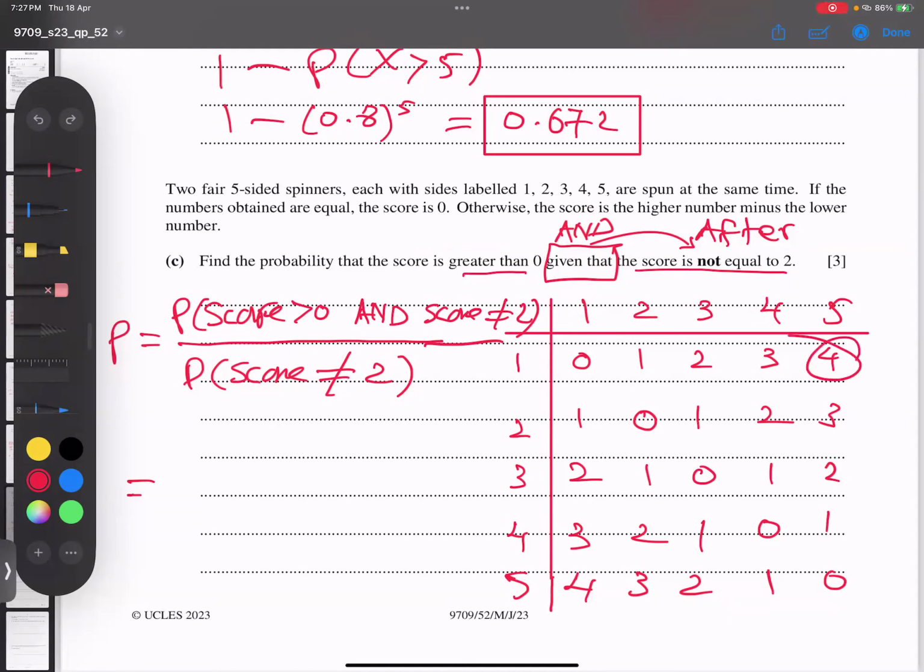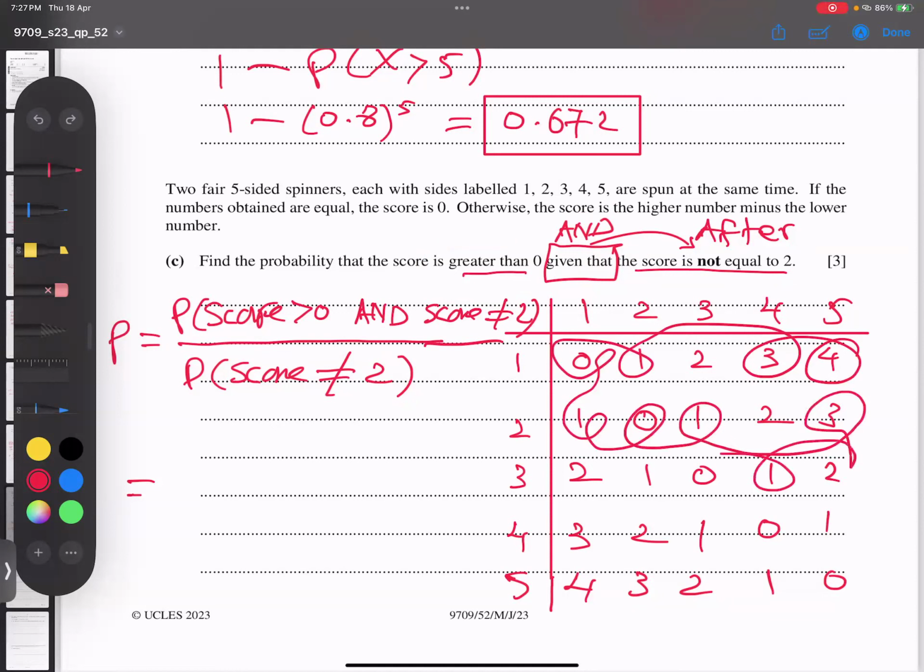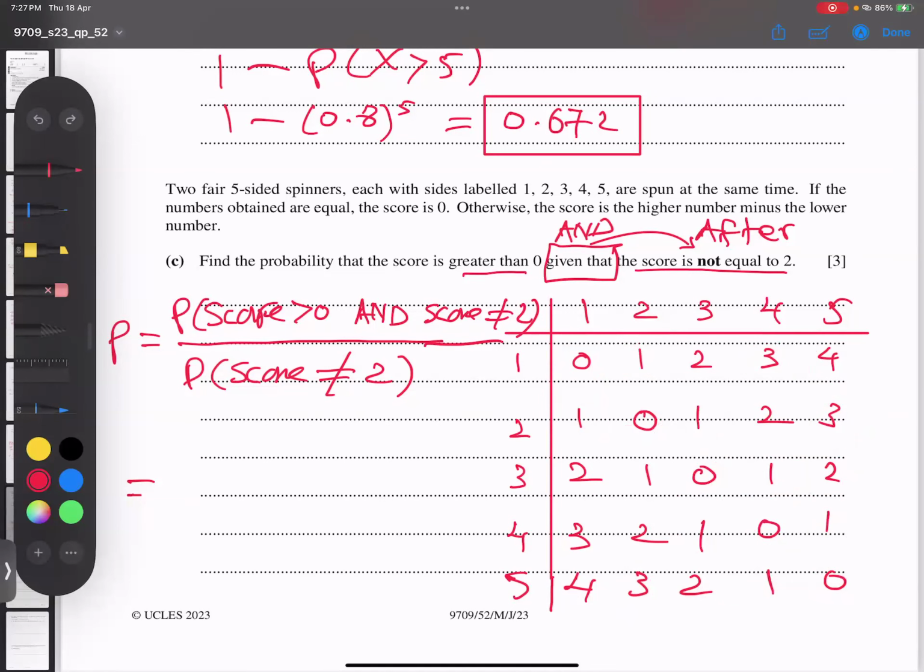Okay. So 1, 2, 3, 4, 5, 6, 7, 8, 9, 10, 11, 12, 13, 14, 15, 16, 17, 18, and 19. So 19 numbers are those out of 25, because total numbers are 5 into 5, 25. So I hope you got my point why I got 19 over 25 for score is not equal to 2.